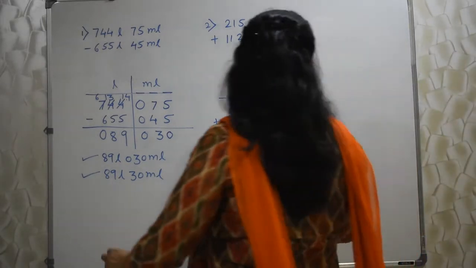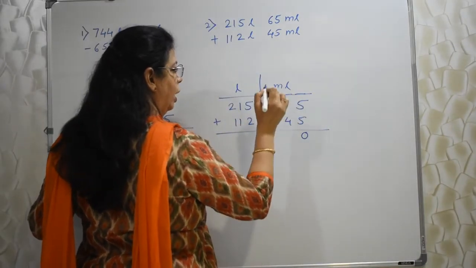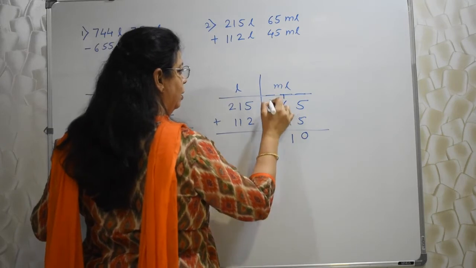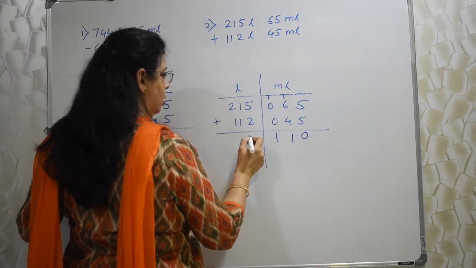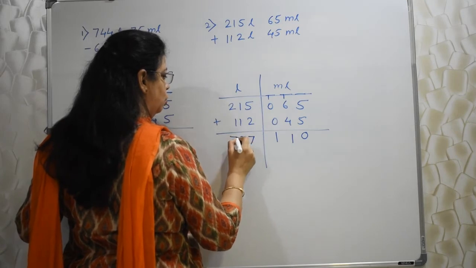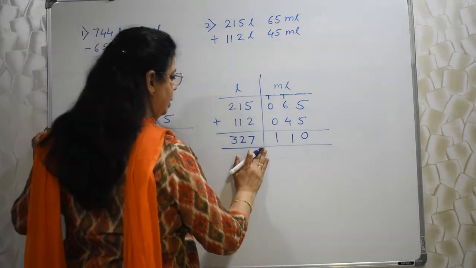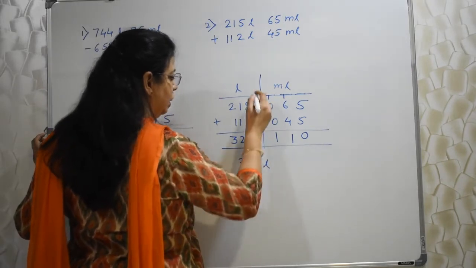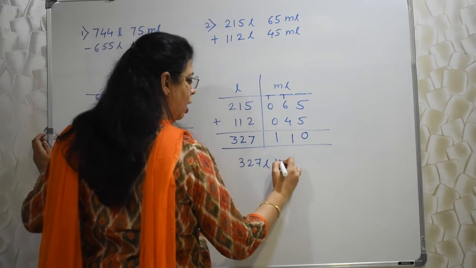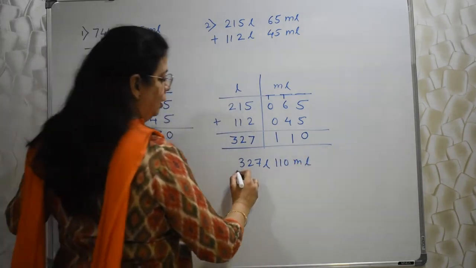Okay. Addition. Simple addition. 10, so carry 1. 11, so carry 1. Here 1. 1 plus 0 is 1. 7, 2, 3. Simple. So my answer is 327 liters, because it's in the liters section, 110 ml. So the answer is this.